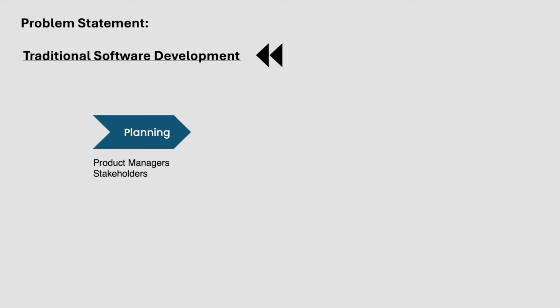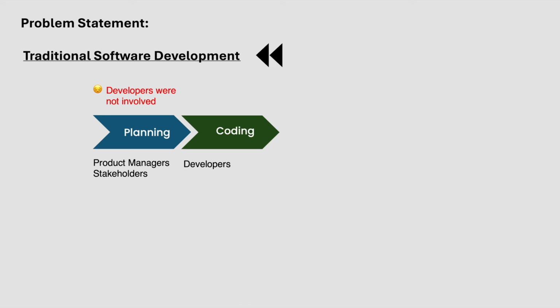Let's rewind to about 10 years ago and see how software development used to work. Back then, the process began with planning, where product managers and stakeholders listed the features and requirements. But developers were never involved in this phase. Once the planning was done, it was then passed to the development team. In this phase, developers would spend weeks or even months coding based on those requirements, but they rarely thought about how that code would eventually run in production server. All they used to focus on was whether it was running on their local machine or not.